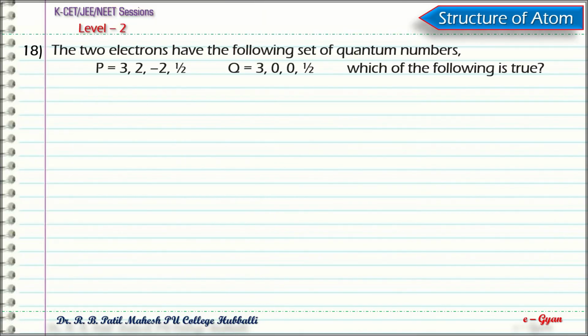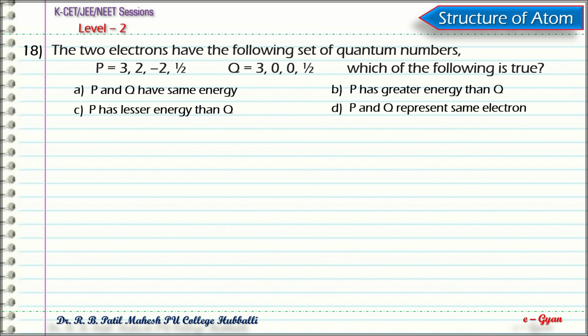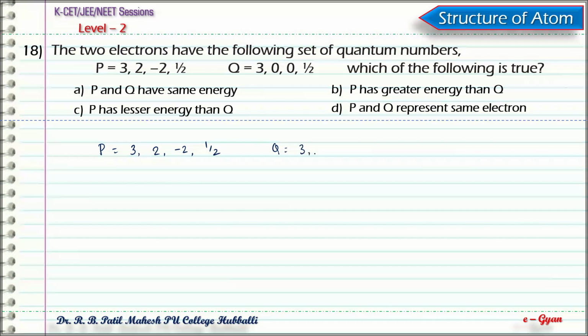Question number 18. The two electrons have the following set of quantum numbers, P and Q. Two values are given. Which of the following is true? Let us write the P values. It is 3, 2, minus 2, 1 by 2. And Q is 3, 0, 0, 1 by 2. For P values, n equal to 3, L equal to 2, m equal to minus 2, and S is half.